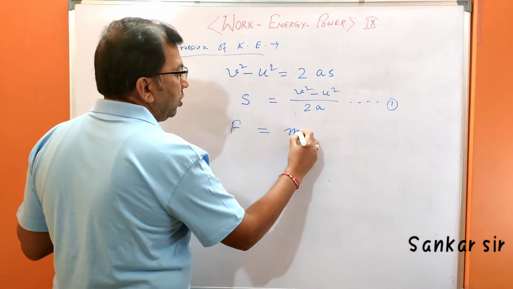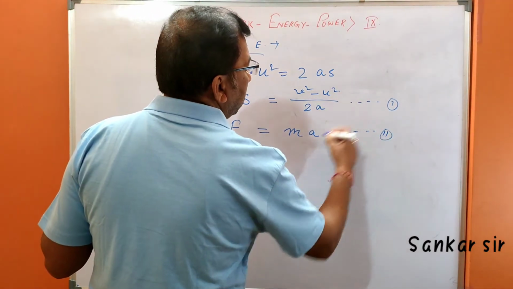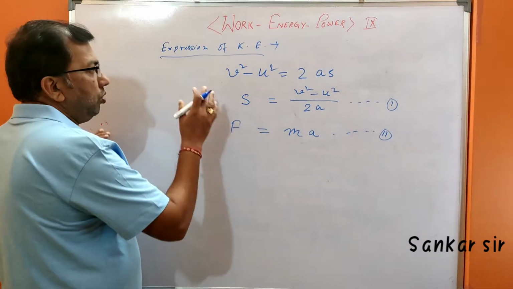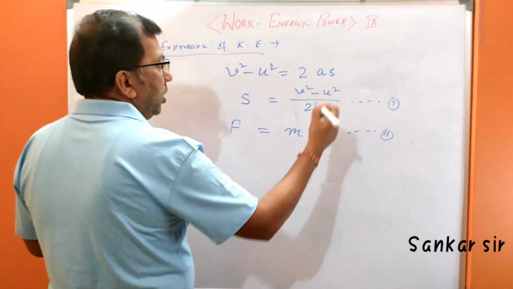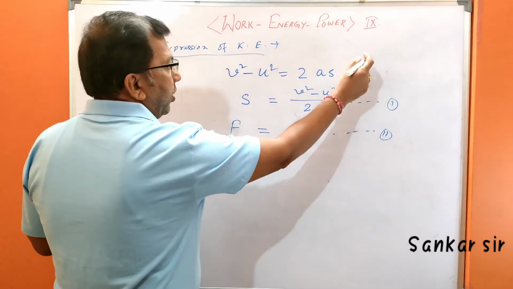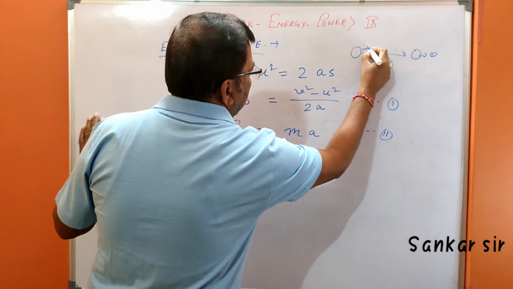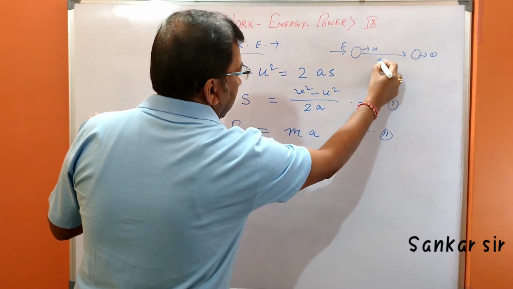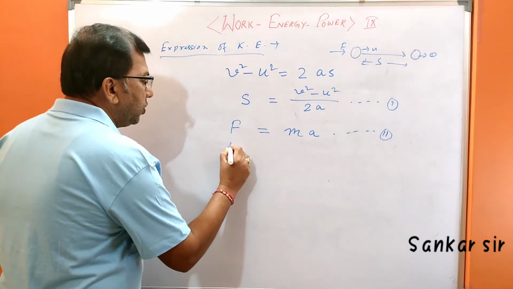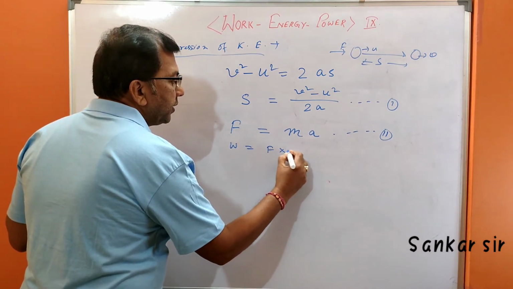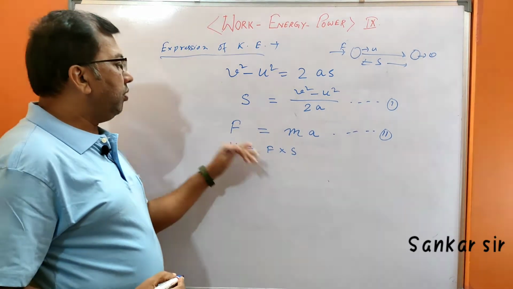F equals to ma, Newton's law 2. And so work done by the force. What is the figure out there? What do you see? The initial velocity is u, then it is v. It is a constant force F, S is the displacement. So work done, W equals to F into S. Clear? W equals to F into S.